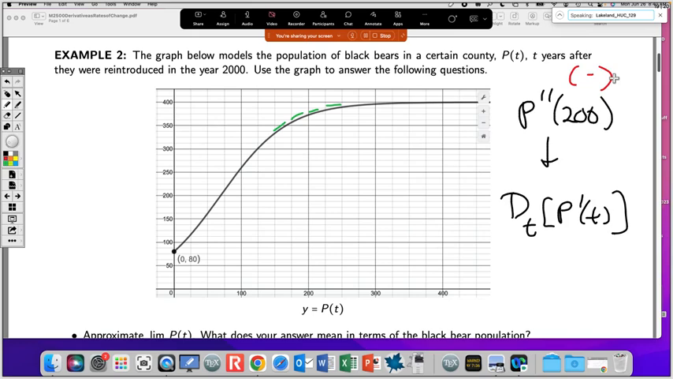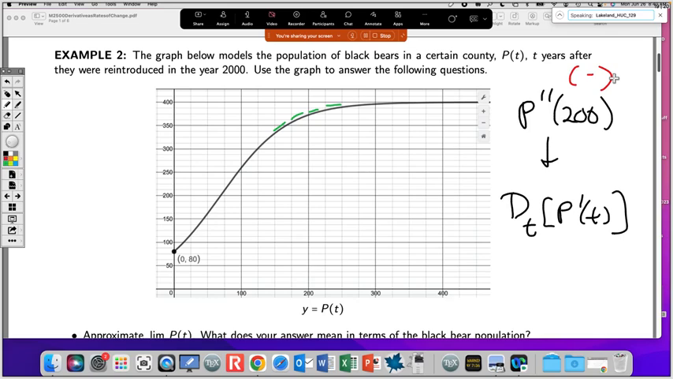Does that make sense or not? Because they're getting smaller. Which means that the growth rate of the black bear population is getting smaller, because it's tapering off. Does that make sense or not? So we talked about a second derivative in terms of acceleration. But here's a second derivative in a life science kind of example. We'll talk more about second derivatives next week.